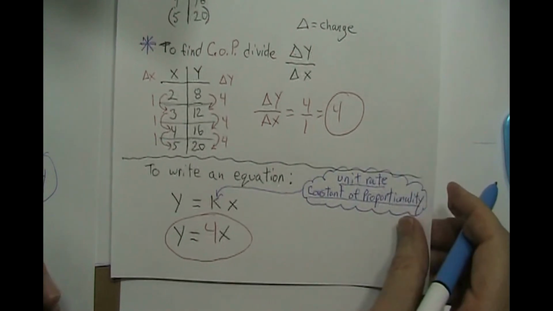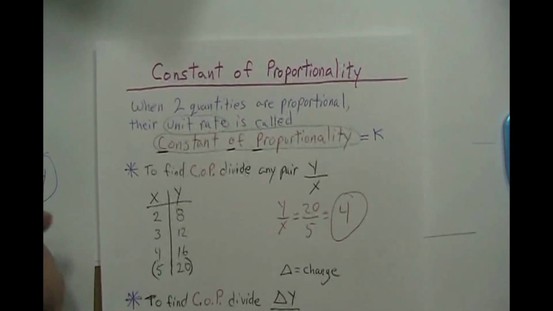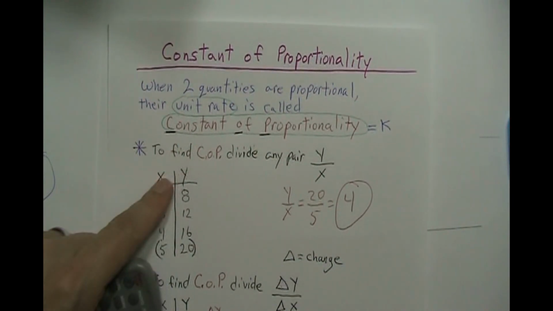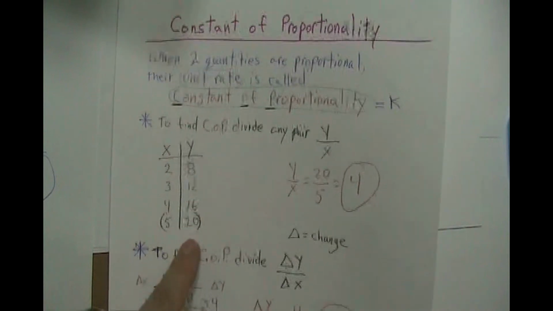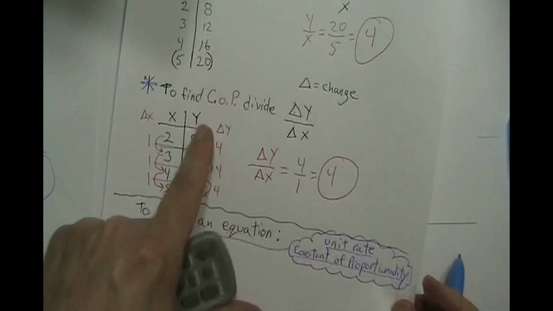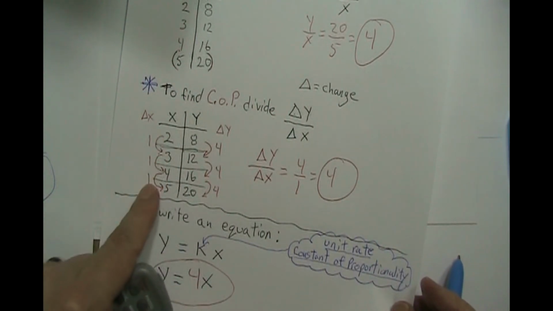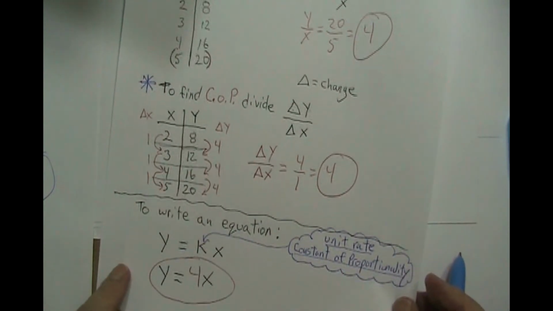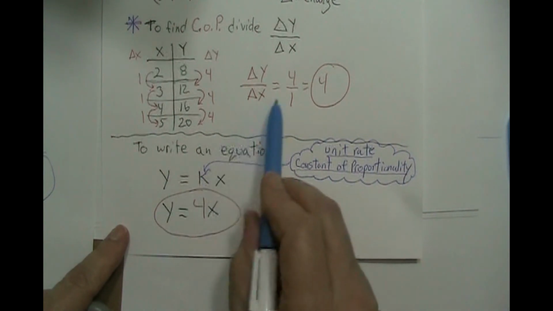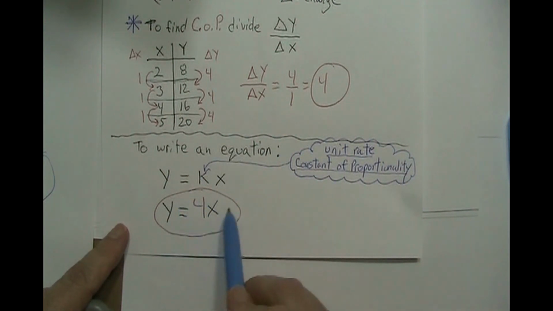Just backing up a little bit, what are we doing here? We're finding the constant of proportionality, another name for unit rate. How do we do it? You can divide any y over x, or you can find the change, how much it is changing, y over x. And to write an equation, you just say y equals whatever that number is, times x. And that is the equation.